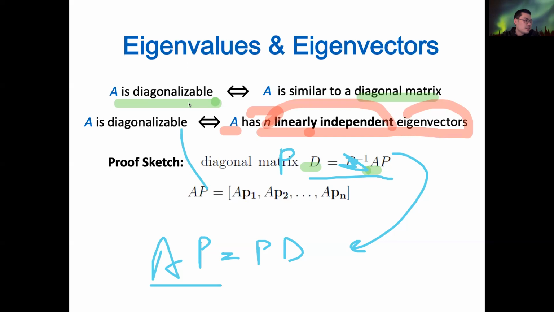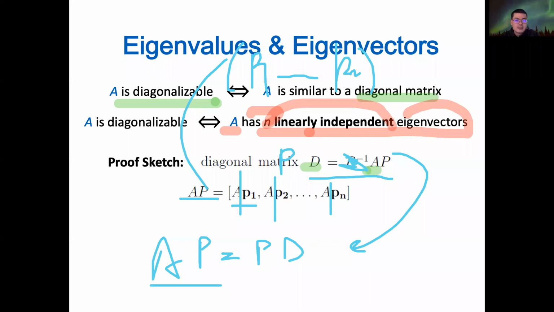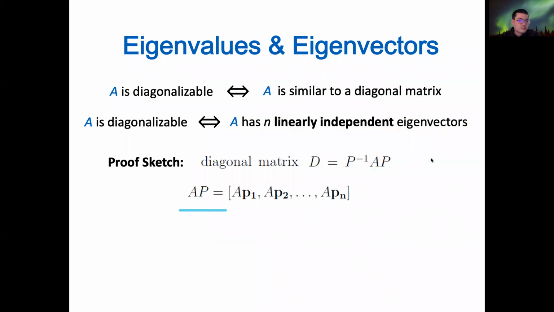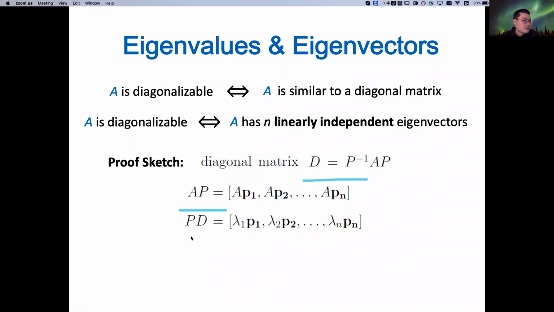If you write P in columns, P is P1 all the way to Pn. Looking at the block matrix notation, A is n by n, and P's columns are n by 1 vectors, so you can multiply them together. It becomes this: the first column in the result of this product, the second column in the result, and so on. This is the block notation of AP. We also have PD, and we just stated that they are equal, because A is similar to this diagonal matrix.